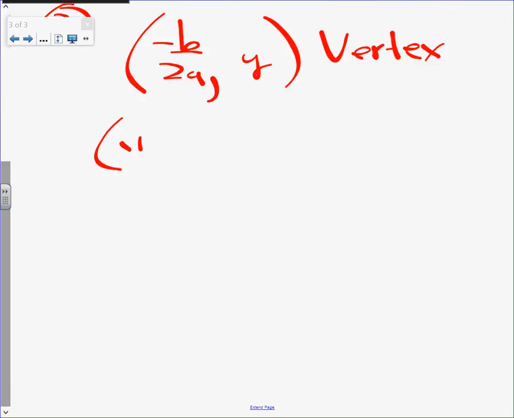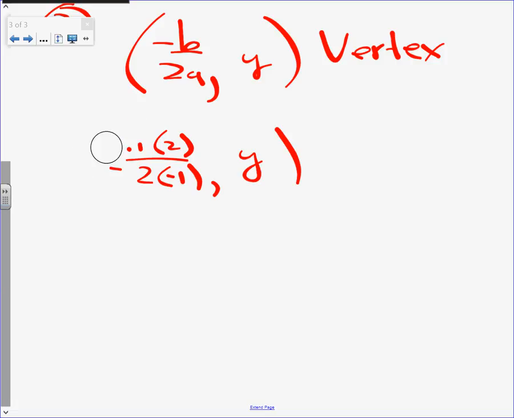Nice. -1 times 2 all over 2a, which would be -1. Beautiful. All over 2 times -1. And then I got the y value coming up later. Questions so far? Now's the time to ask questions, ladies and gents.